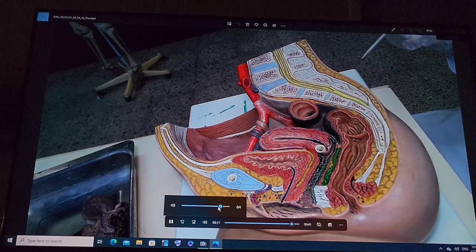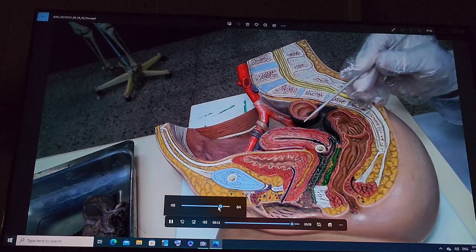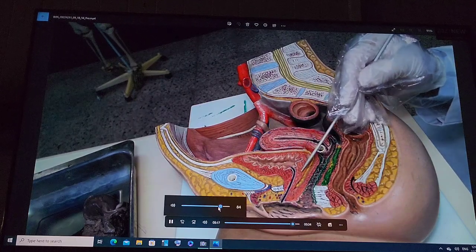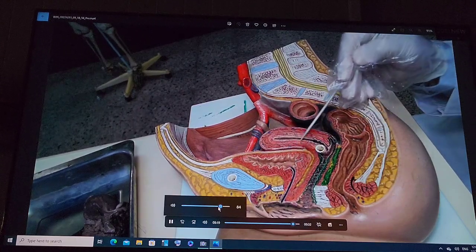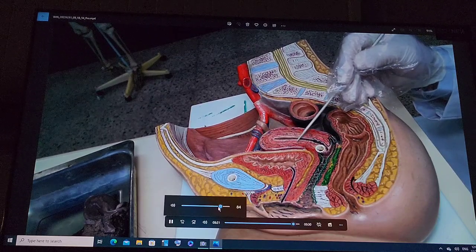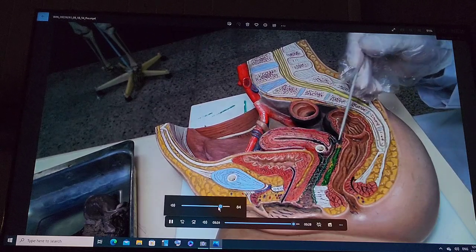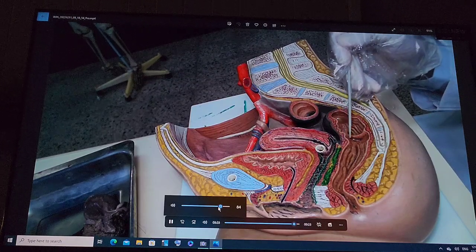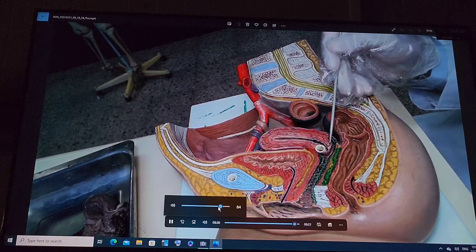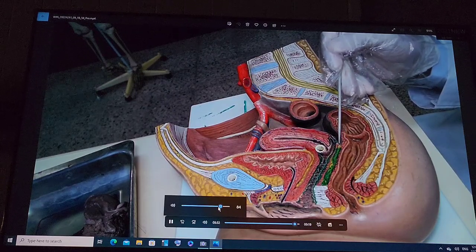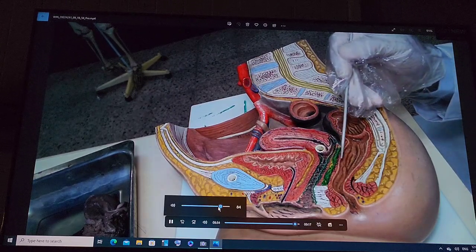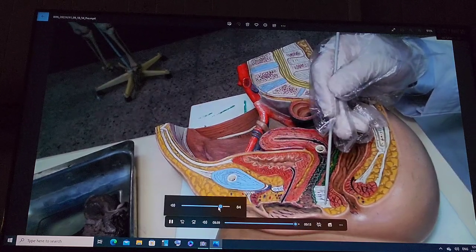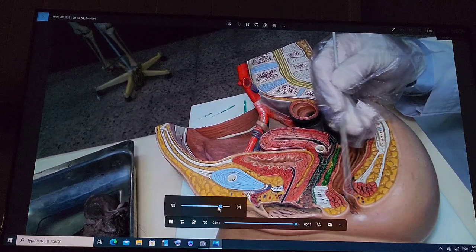As I mentioned, the vagina anteriorly is related to the urinary bladder, the most important structure, and the uterus, while posteriorly it is related to the recto-uterine pouch of Douglas, in addition to the perineal body here and the anal canal.